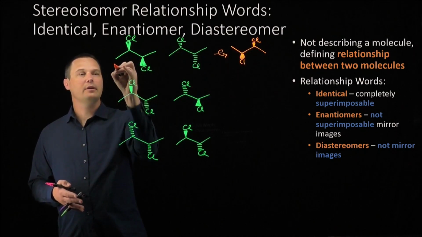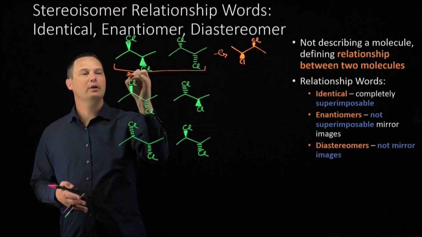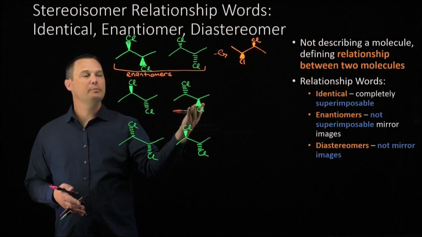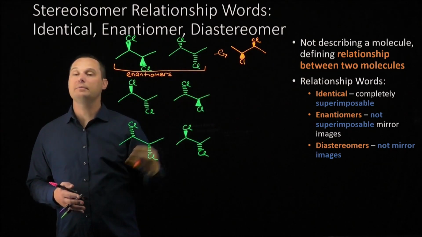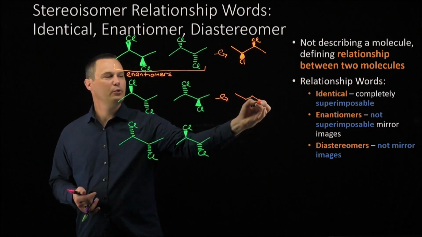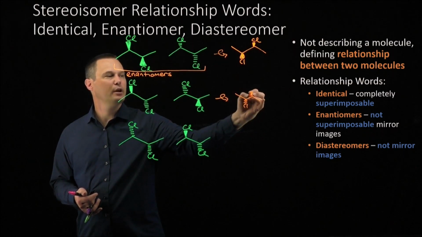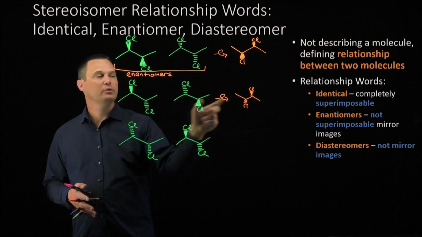With mirror images that are not superimposable, these molecules are another example of enantiomers. Looking at this next example, again, these are not perfect mirror images of each other. Let me do a pancake flip to see what happens. When I pancake flip this molecule, the chlorine that's on the wedge will become a chlorine on the dash, and the chlorine on a dash will become a chlorine on a wedge. That makes these molecules perfect mirror images.